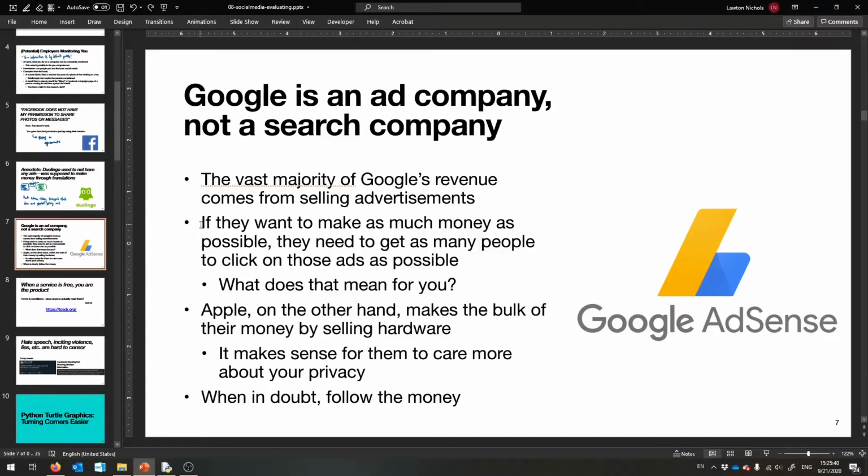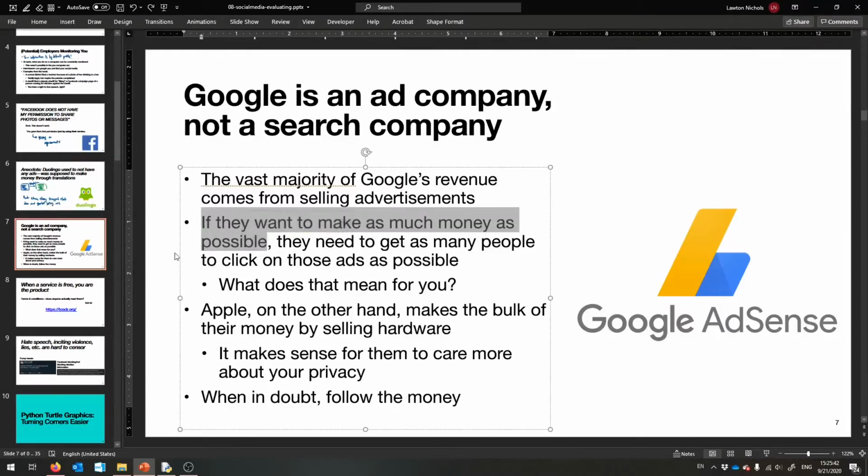Google's motive then is to make as much money as possible. They're a company. By selling ads, they want to get people to click on those ads, because that's what it means to sell an ad. They want people to go and purchase whatever is being advertised to them. So that's the point of Google, that's the point of advertisements. So what does that mean for you as a user of Google?